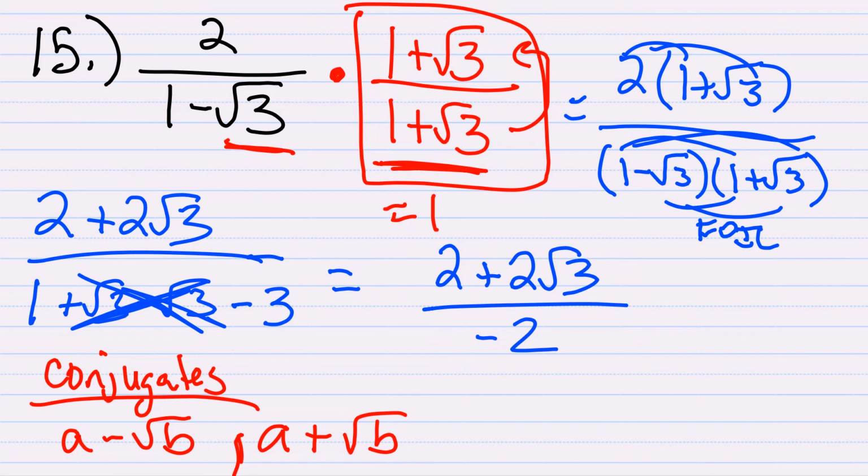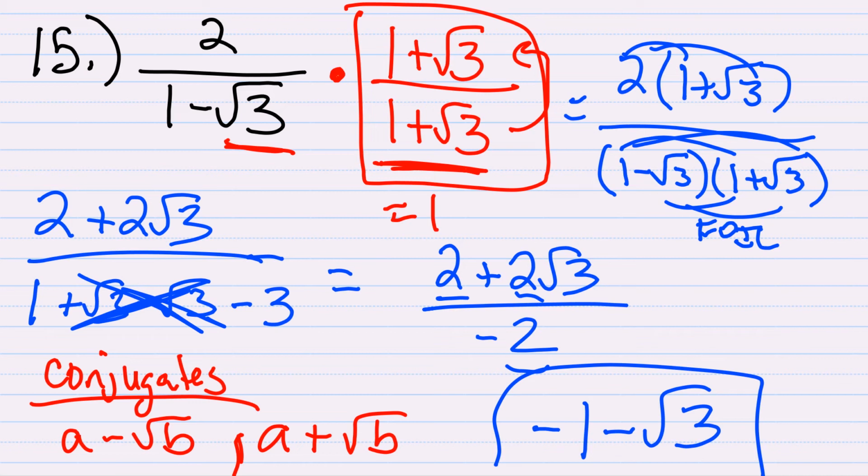So the only thing you have left to do is realize 2 goes into all of them. They all share a 2. So I can divide everything by 2. 2 divided by negative 2 is negative 1. 2 divided by 2 is 1. So it's negative 1 minus radical 3. That's your best answer. I would probably take that for full credit on a quiz.